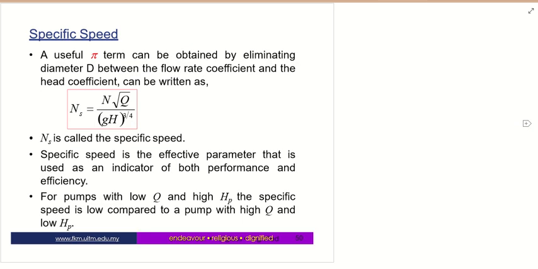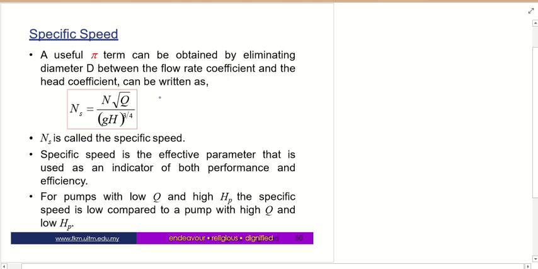And then another important parameter for pumps is known as specific speed, Ns. A useful parameter can be obtained by eliminating diameter D between the flow coefficient and the head rise coefficient. So this is accomplished by raising the flow coefficient to an exponent of 1 over 2 and dividing these results by the head coefficient raised to another appropriate exponent, 3 over 4, so that the equation will be like this: Ns equals omega, or N, square root of Q, over (gH) to the power of 3 over 4. So this is known as specific speed.